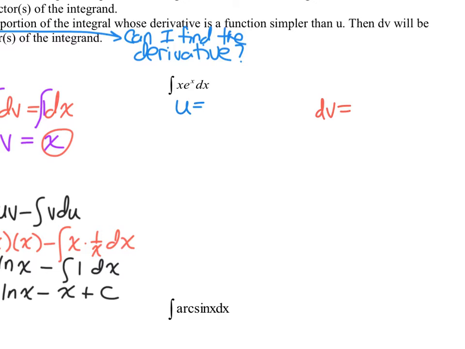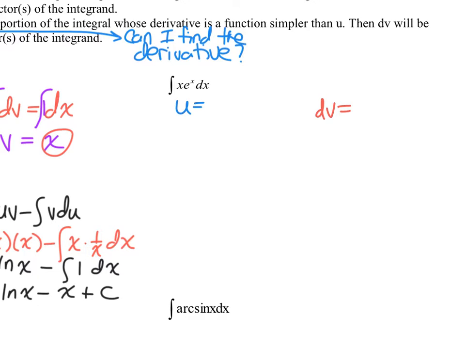So in this case, I would say, all right, my u, could that be x? Well, yeah, sure, I could take the derivative of that. That would be very easy. Could it be e to the x? Well, yeah, also very easy. Which one is going to become simpler through the derivative process? Well, not e to the x, right? It's going to stay exactly the same.